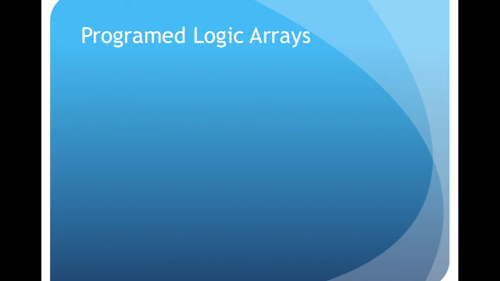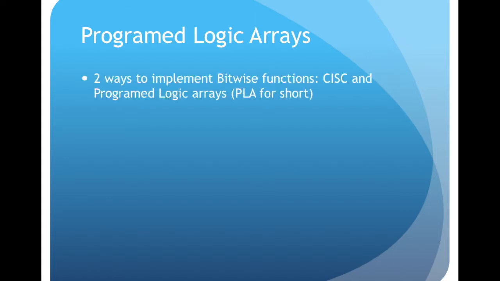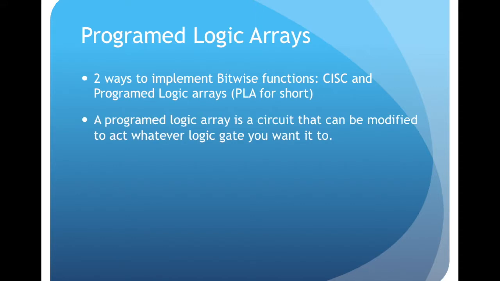There are two really efficient ways that you can implement bitwise functions: CISC and programmed logic arrays, or PLA for short. We're going to be using a RISC computer, so we're going to have to go with the PLA approach. A programmed logic array is a circuit that can be modified to act like any logic gate depending on the control wires going into it. And by a logic gate, I mean a bitwise logic gate, meaning that each pair of operands would be sent into an individual logic gate.